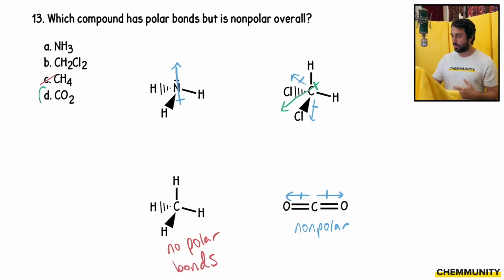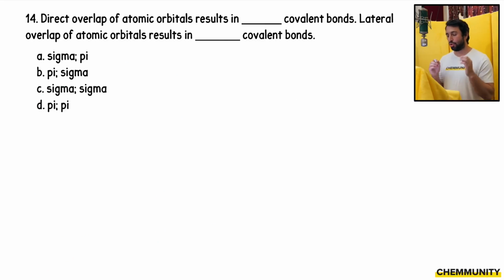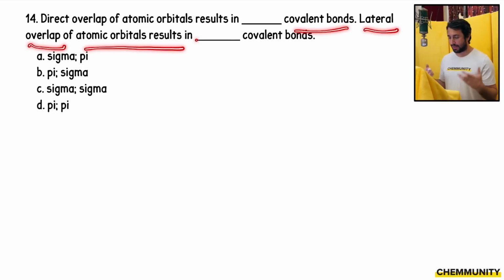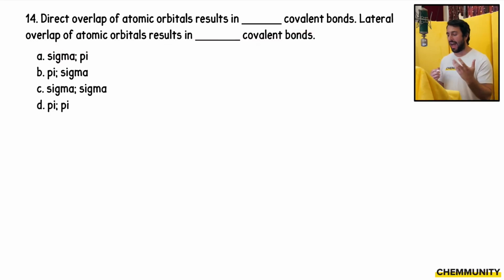So CO2 is an example of a molecule that has polar bonds but is nonpolar overall. 14 asks, direct overlap of atomic orbitals results in blank covalent bonds, and lateral overlap of atomic orbitals results in blank covalent bonds. So we're looking at different kinds of orbital overlap and the different kinds of covalent bonds that they produce. And so we want to go back to our classic example.